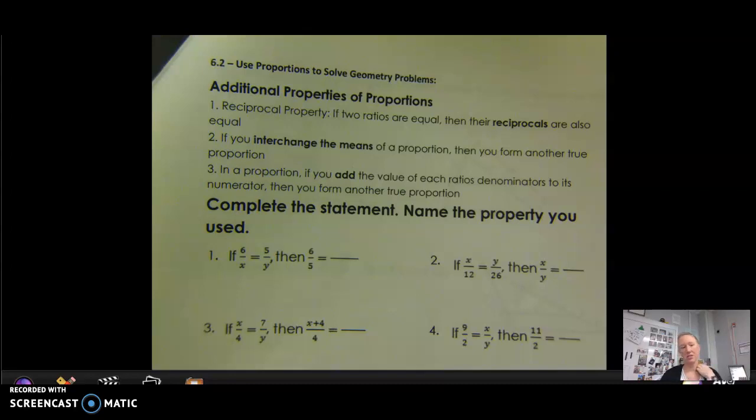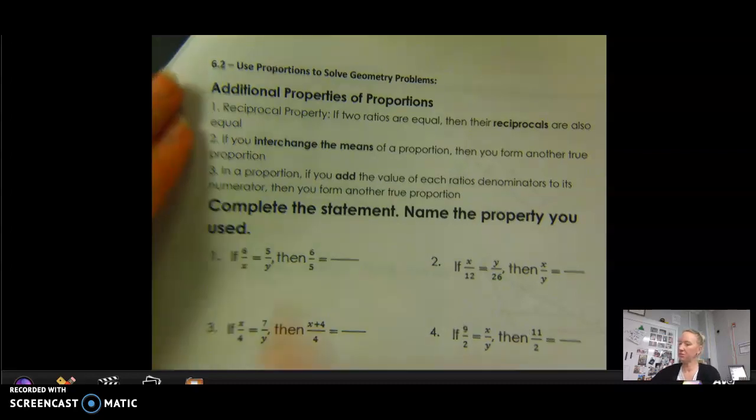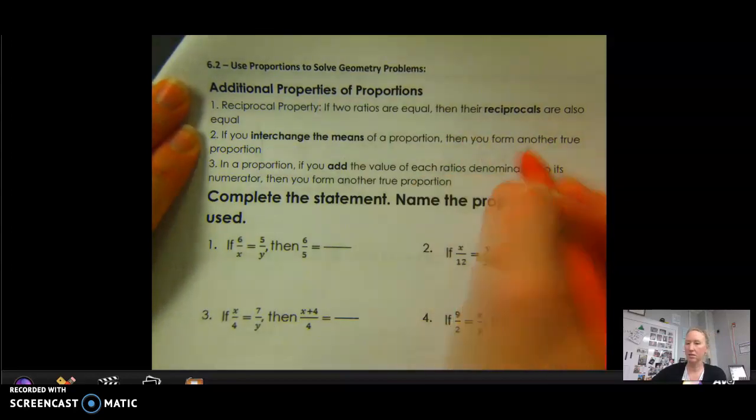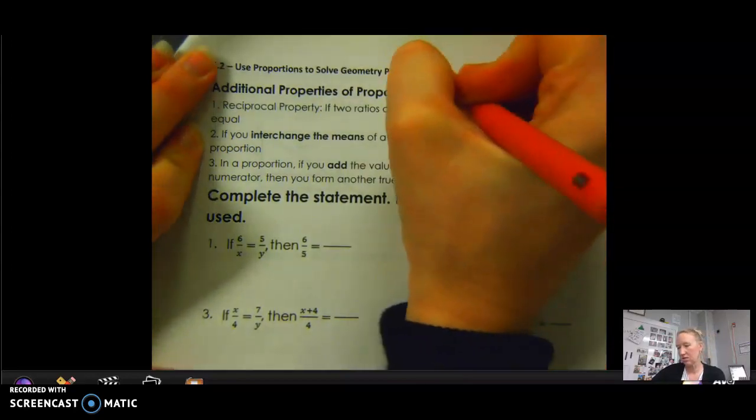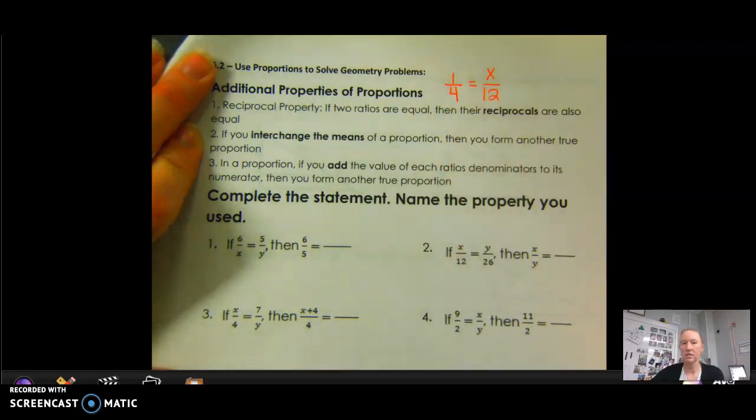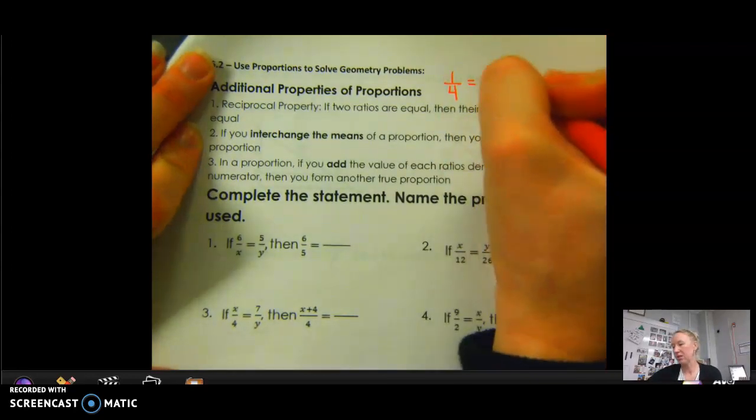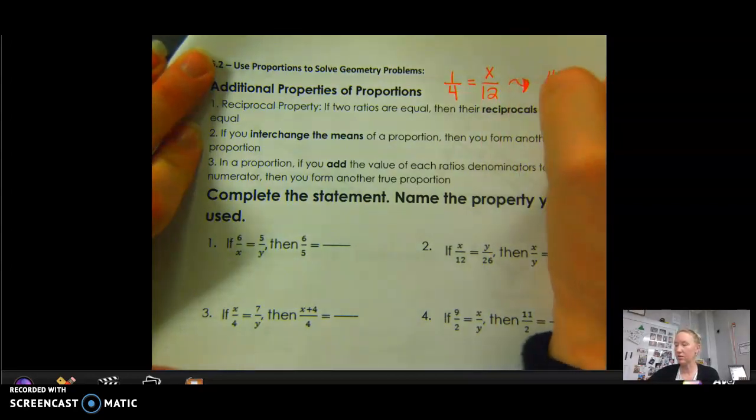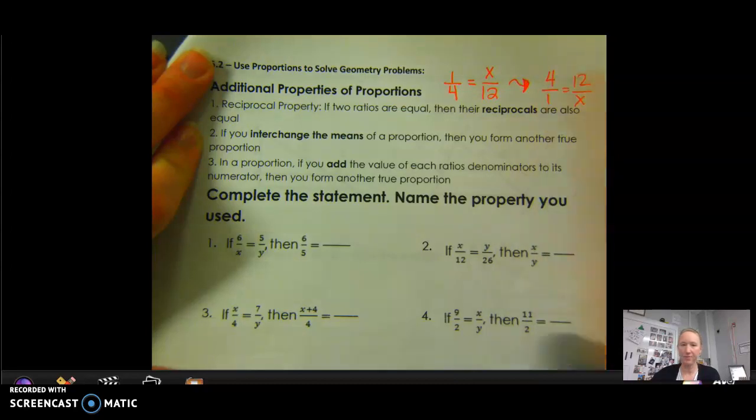Okay, 6.2 note, use proportions to solve geometry problems. We have a reciprocal property here. If two ratios are equal, then the reciprocals are also equal. So if I said 1/4 is equal to x/12, that means if I find the reciprocal of both, we still have a proportion set up that is equal. So 4/1 equals 12/x. Okay?